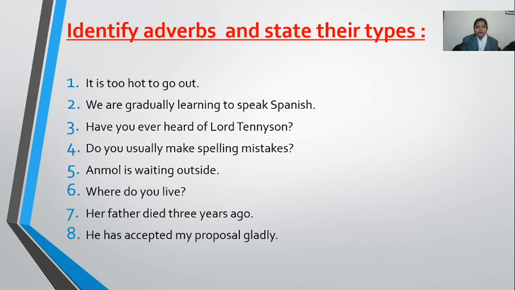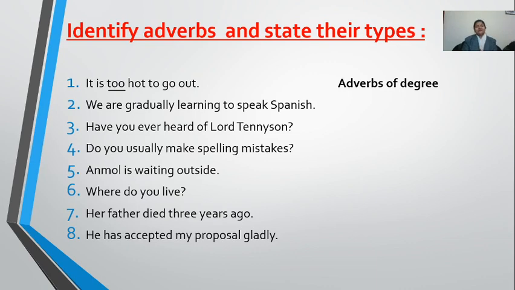What is my adverb in this? Here, too is my adverb. It is describing an adjective, and that is hot. So, too hot. Can you tell me what type of adverb this is? It is too hot. So, which question word are you going to ask? How much is it hot? So, how much are you asking? So, this is an adverb of degree.